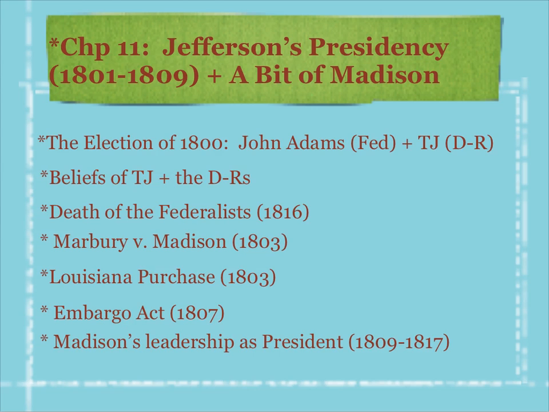He can only do what's in the Constitution. The Federalists were more for loose construction. And so the buying of Louisiana was more of a loose construction because it didn't say he could do it, but he did it anyway.